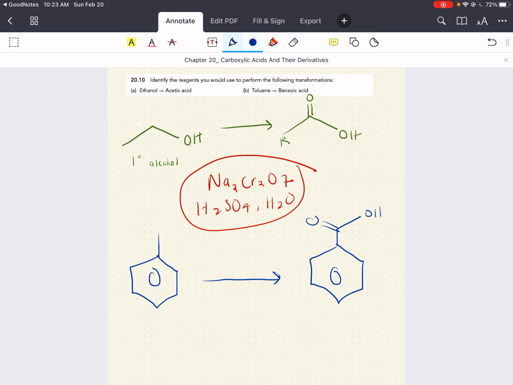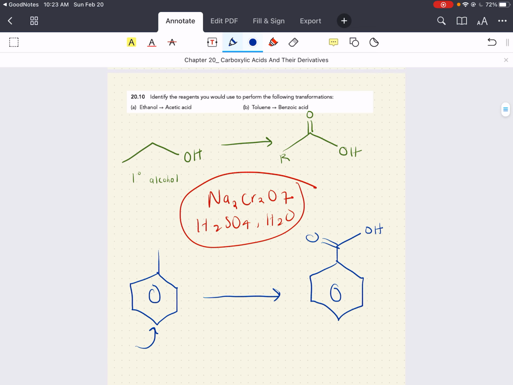There we go. All right, now we know how to do this as well. We have this toluene group, okay? And we want to convert it into carboxylic acid. Now, our benzylic position, guess what? It has a hydrogen. So we know how to do this.